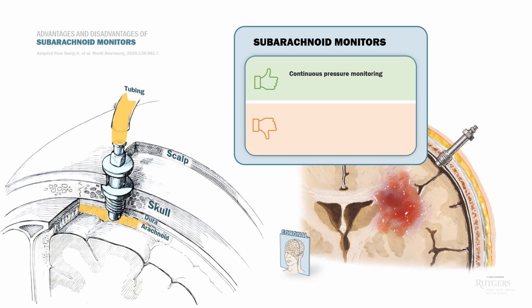Just like the intraparenchymal monitors, subarachnoid monitors are safer than EVDs. These devices have low risk of infection and hemorrhage. But subarachnoid monitors are unreliable, often clogged with debris, and are less accurate. We rarely use these monitors.